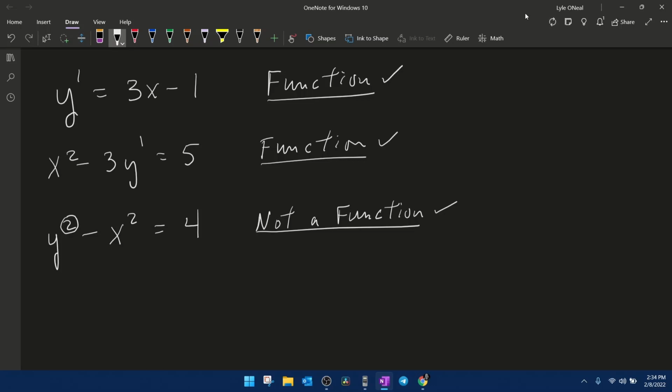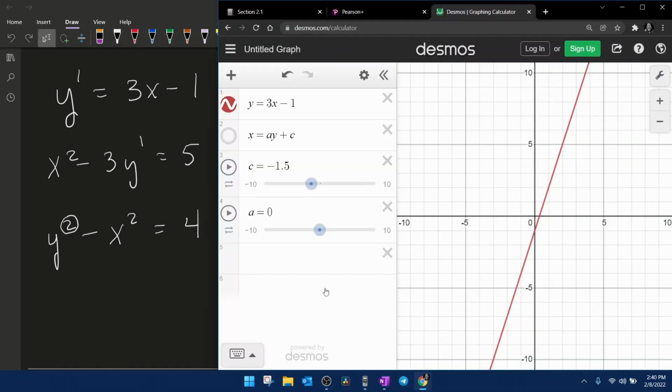So now that we've discussed the shortcut, the fact that y has to have an odd power in order for it to be a function, this is a great opportunity to introduce you to Desmos. Desmos is a free online graphing calculator where I've graphed our first equation, y equals 3x minus 1. You can see that we get this line over here, which is what we would expect for slope-intercept form.